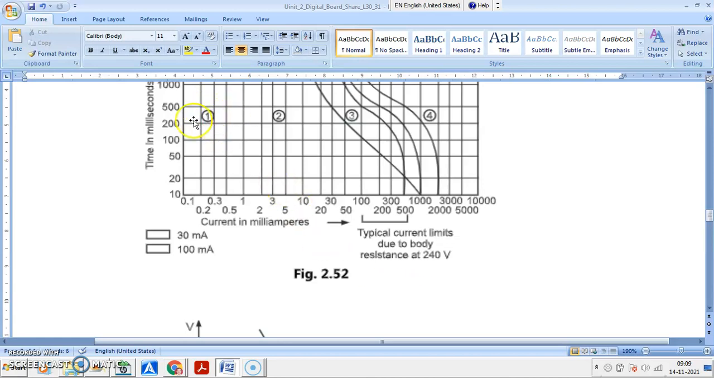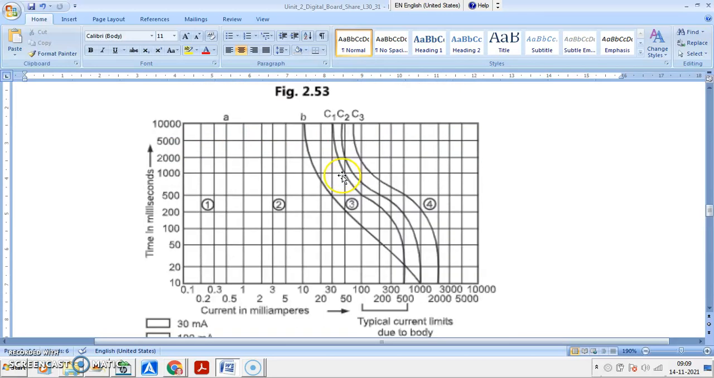So in zone 1, no reaction. 1, 2, 3, 4 zones are there for characteristics. In zone 1, because there is no setting, there is no reaction, no characteristics. In zone 2, nothing harmful, so you have not designed. Zone 3, normally damage is expected because current is more than 30 milliampere.